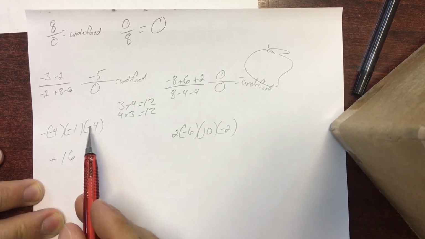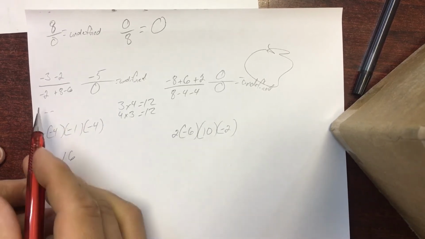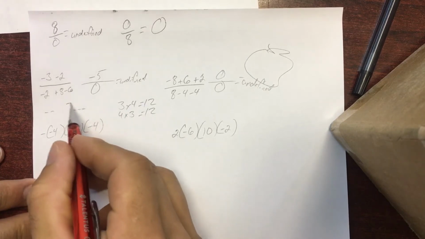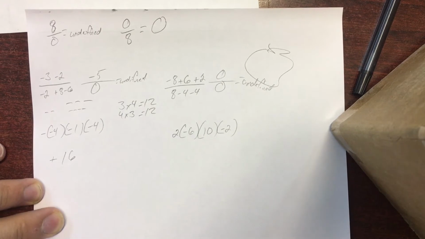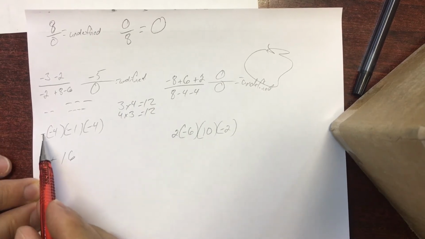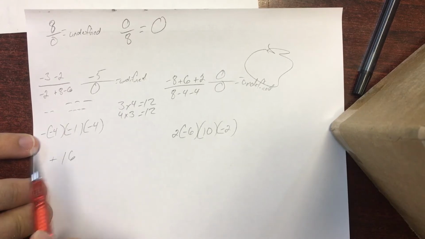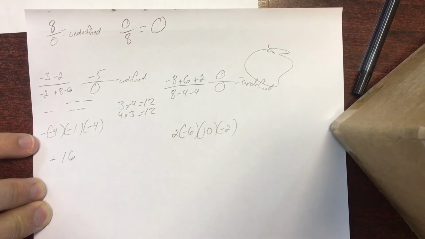As a rule, if there's an even number of negative signs, if you've got two negatives, you're going to have a positive. If you have 4 negatives, you're going to have a positive. If you have 3 negatives, then you're going to have a negative answer. So as a rule, count up and see if you've got an even number of negative signs, then your answer will be positive. If you have an odd number of negative signs, your answer will be negative.